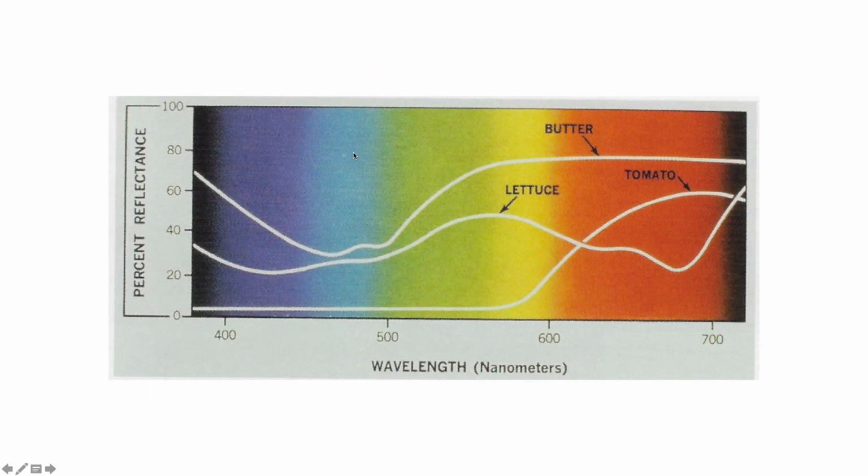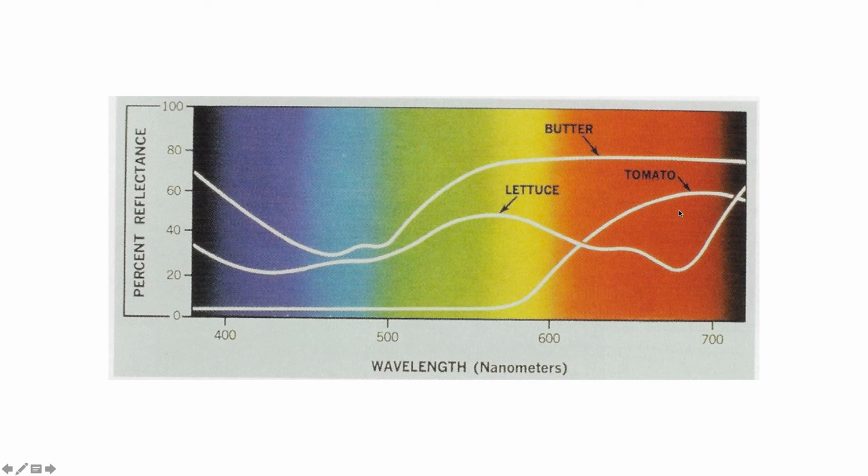So then there's the reflective properties of objects. And again, I think it's important to recognize that almost all objects that we see really have a mix of colors. And what I like about this diagram is I like lettuce, I like tomatoes, and I like butter. And I think it's a nice diagram.